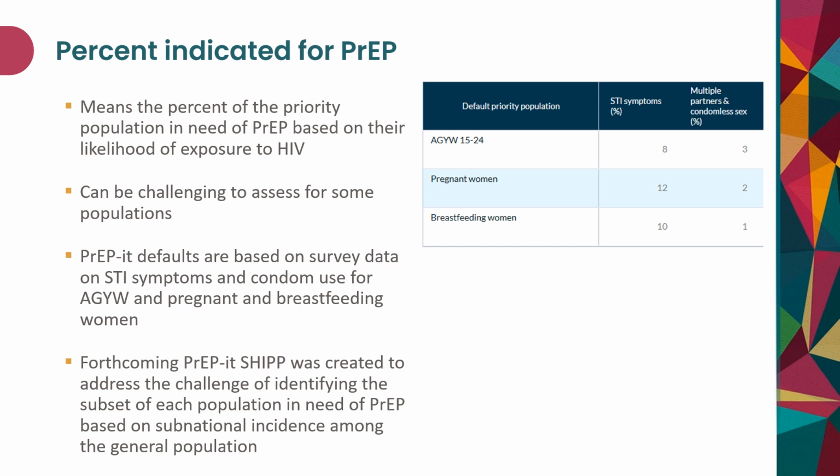These numbers are offered as a guide, and you may want to adjust based on your own analysis or your own criteria. Due to the difficulty in estimating this metric, the PrEP@SHIP version of the tool was created. PrEP@SHIP identifies the subset of each population in need of PrEP based on subnational incidence among the general population.